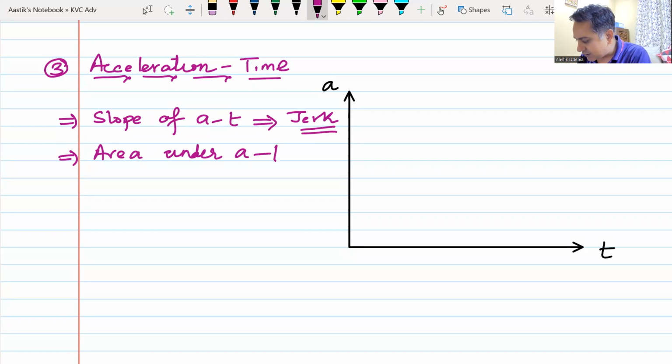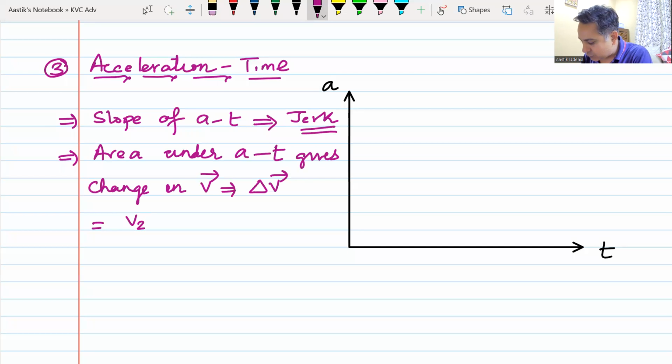Now remember, area under AT graph gives change in velocity. Remember, not the velocity, it gives change in velocity. That means it gives us delta V or it gives us V2 minus V1. Do we understand this?